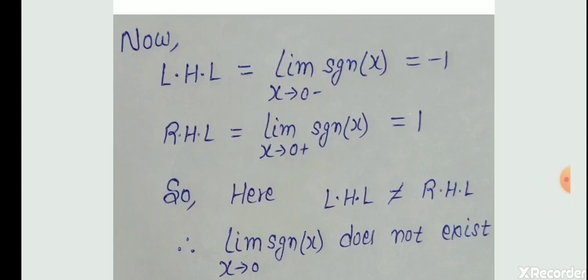Now right hand limit is equal to limit x tends to 0 plus signum x, means value of signum x when x is greater than 0. And from definition we have seen that signum x is equal to 1 when x is greater than 0. So right hand limit is equal to 1. So here we have seen that left hand limit is equal to minus 1 and right hand limit is equal to 1. Since both are not equal, so limit signum x tends to 0 does not exist.